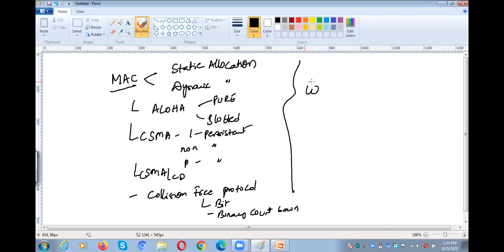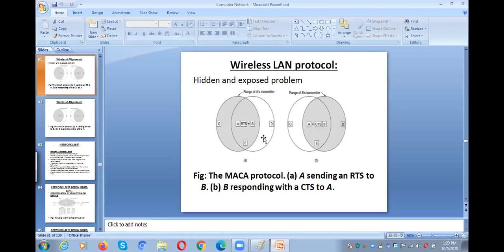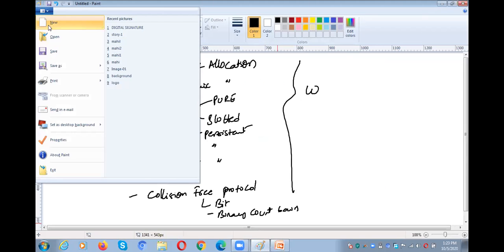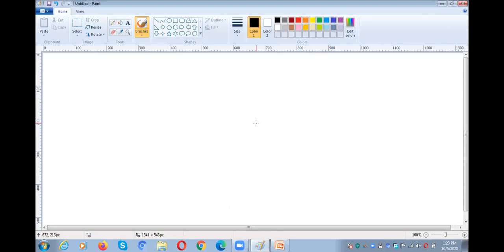leftover topic in the MAC. What is the leftover topic in the MAC? That is wireless protocol. What is the problem with wireless LAN protocols? I will let you know one thing. Wireless LAN means there is no wire between the communication parties. There is no cable between the communication parties.